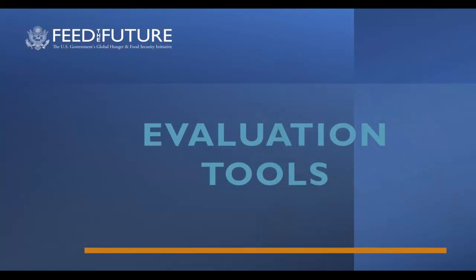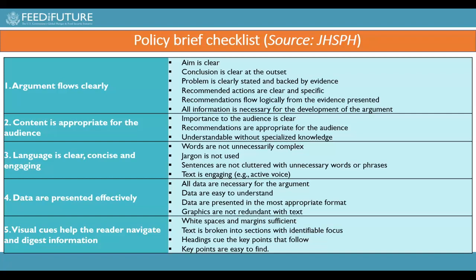We end this presentation by pointing to a number of evaluation tools. The policy brief checklist implemented by the Johns Hopkins Bloomberg School of Public Health is a useful tool that you may want to utilize to critique your policy brief. It contains 5 main sections. Argument flows clearly, content is appropriate for the audience, language is clear, concise, and engaging, data are presented effectively, visual cues are appropriately utilized. As you can see on the second column of the table, for each section, you have several verification points to ensure the effectiveness of your policy briefs.